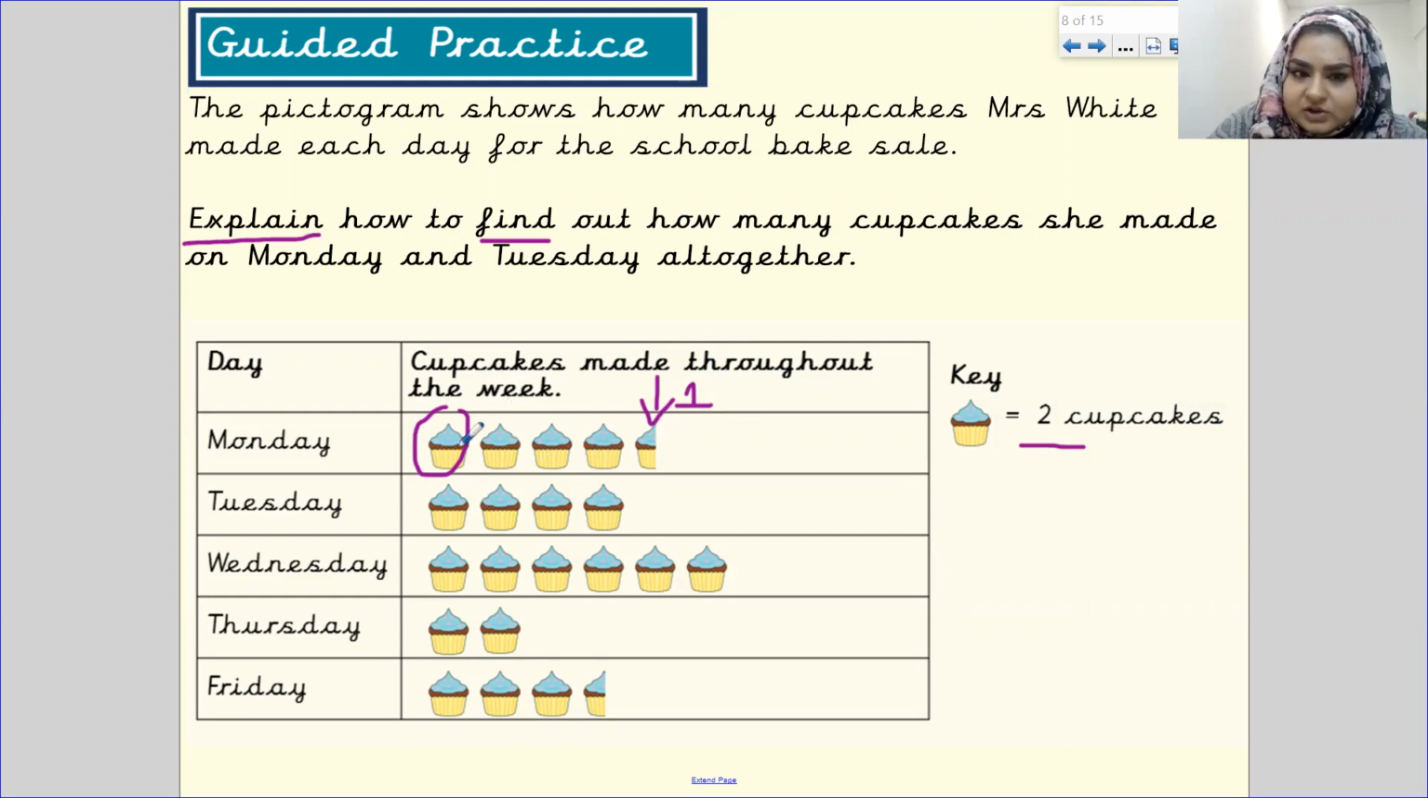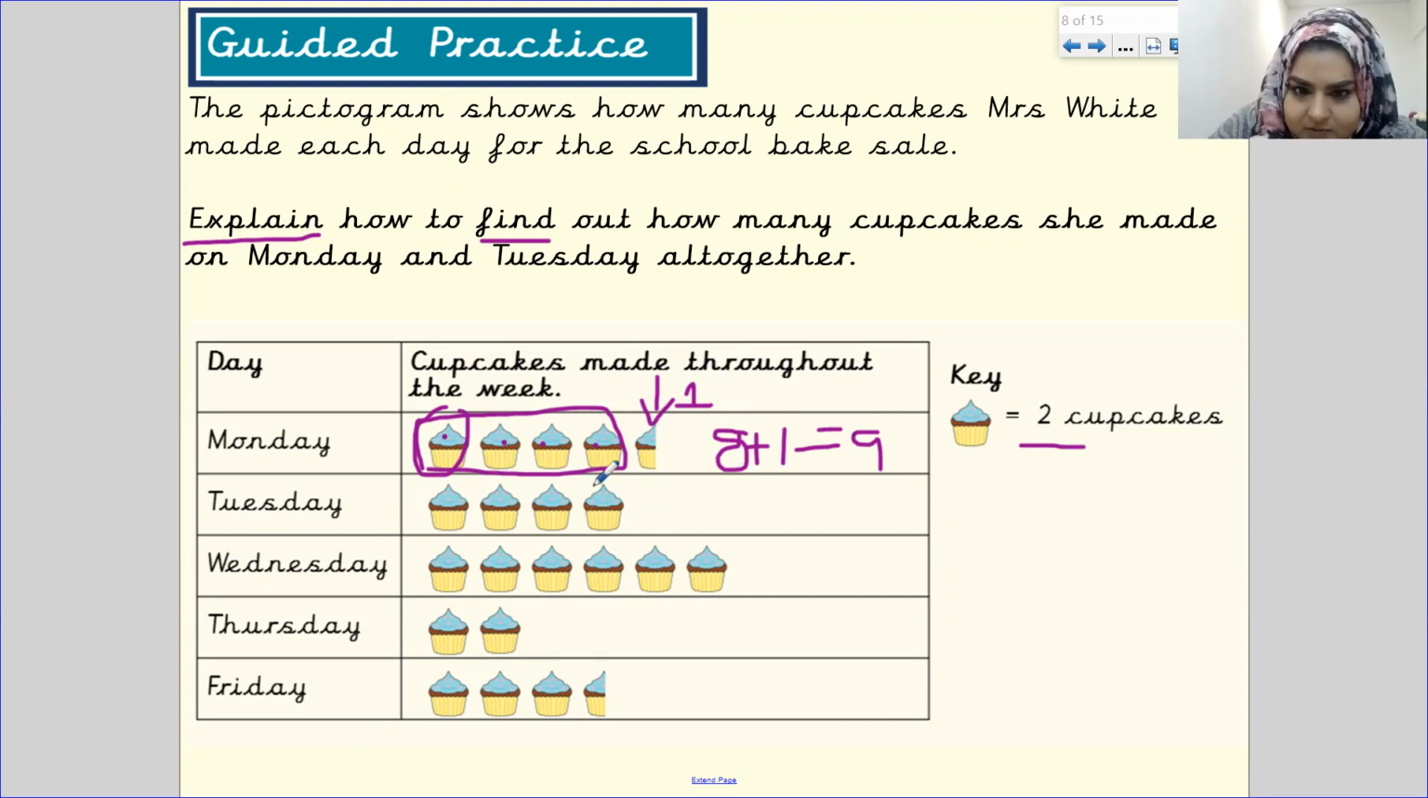So I can't do 2 times 2 times 2 times 2 times 2 because that's a different number. So what I'm going to do is count my full cakes first, because I know they represent 2, which are the same number. So I'm going to count them in 2s. 2, 4, 6, 8. I know I have 8 full cupcakes. And then I need to add that 1, because that picture does represent 1. So I know there are 9 cupcakes for Monday.